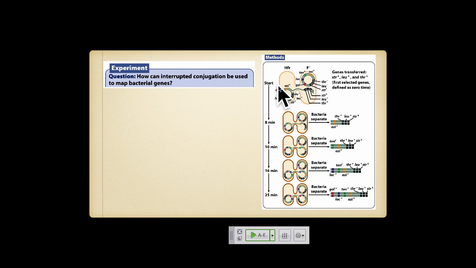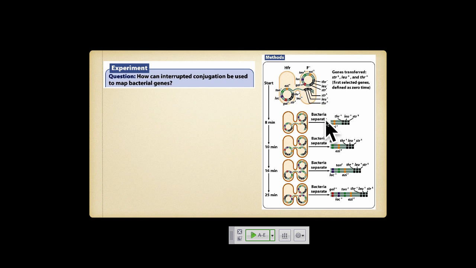So this is a kind of a busy-looking slide, but the whole idea is wherever the F factor integrates into the chromosome, that's where the transfer begins. And then the genes start transferring over, and they just literally are pulling the chromosome sequence. Now again, it's just a single strand. So the donor cell is going to remain genetically the same.